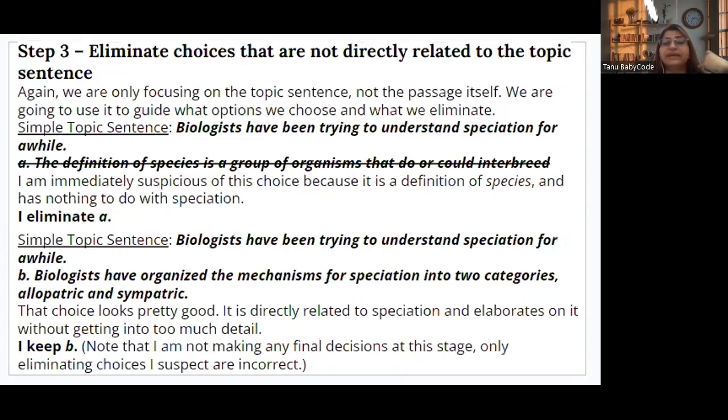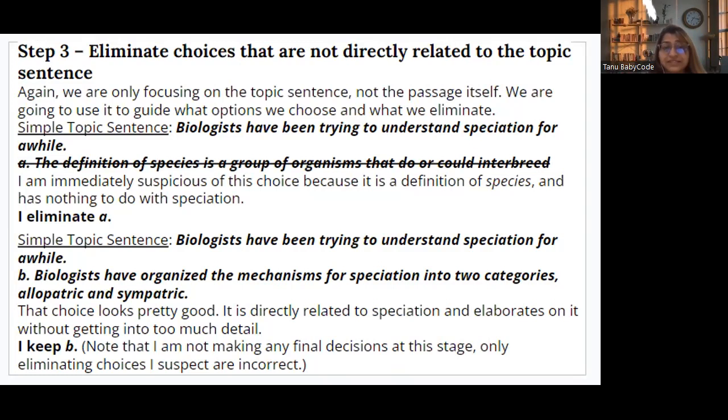Now we will be eliminating the choices that are not directly related to the topic sentence. Again, we are only focusing on the topic sentence, not the passage, so make sure you are understanding this part. We are using it as a guide for which options we choose and which we eliminate. The topic sentence was that biologists have been trying to understand speciation for a while.